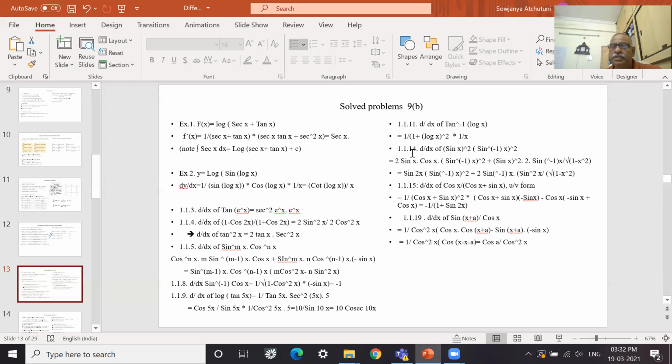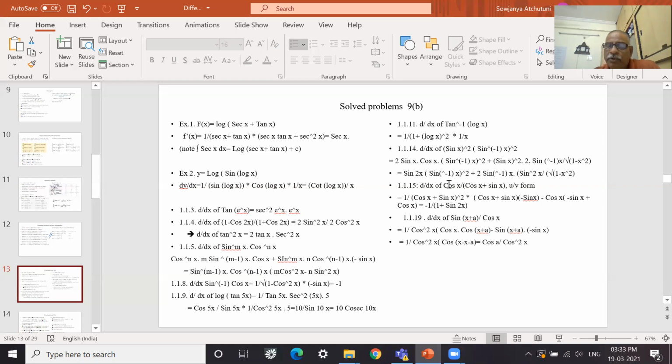Let us see differentiation of 14. Sin x whole square into sin inverse x whole square. So this is a uv formula. First I put sin inverse x whole square as constant. So 2 sin x cos x, so this is sin 2x into sin inverse x whole square, plus sin x whole square, keeping it constant, this is 2 sin inverse x by square root of 1 minus x square. So this is rearranging the terms.